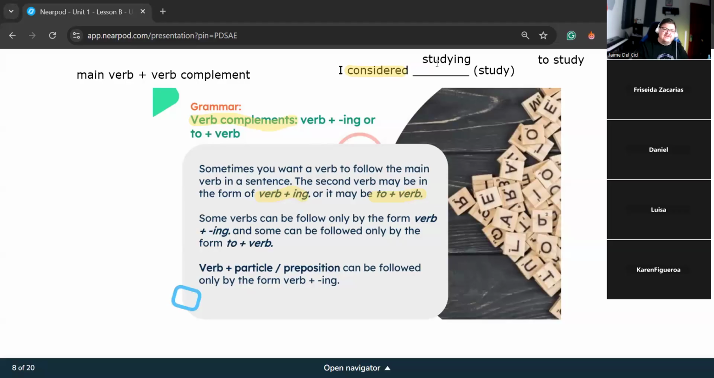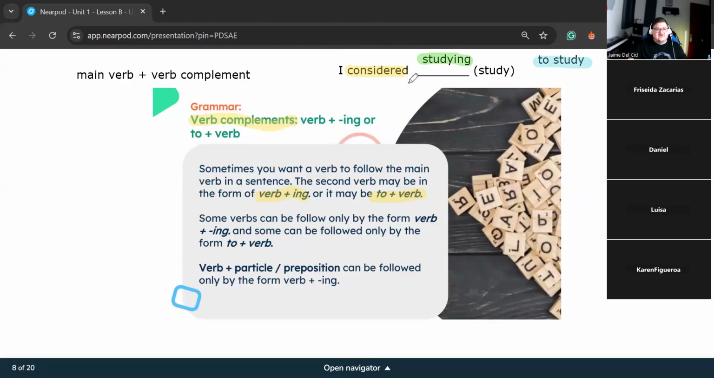Sometimes we can make mistakes by selecting this or these, right? So you can say, I consider studying, and maybe the context was wrong and you had to select this one. That's fine. But you have to select one or the other. Now, some verbs can be followed by only the form verb ing, and some verbs can be followed by only the form to and the verb. So something that we need to understand is that some options are just going to be this, and some options are just going to be this.